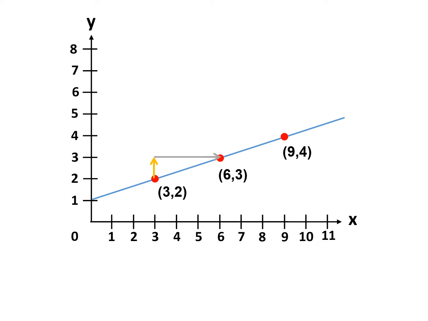And as the ant walks from one point to the other, he goes sideways this much. This is what we call the run. Now remember, the ant travels along the blue line between the 2 points. He doesn't travel along these 2 arrows. But when he travels along the blue line, these 2 arrows show how much he goes up and how much he goes sideways.